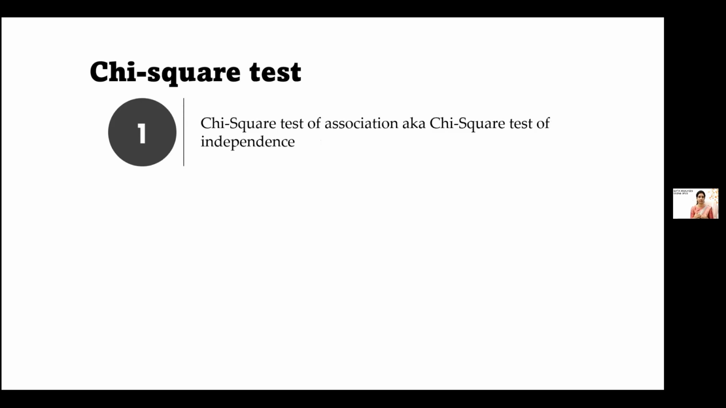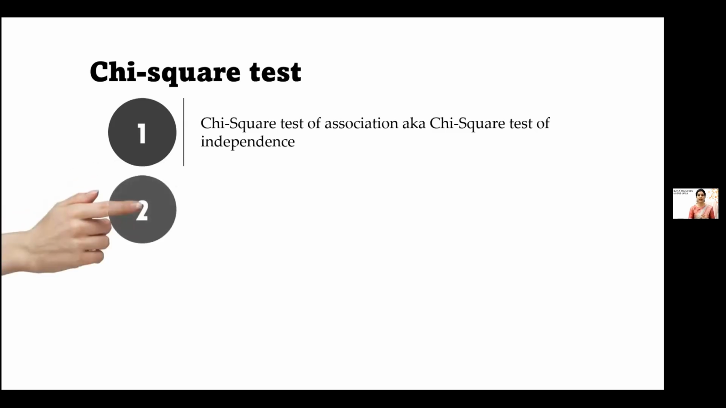So the first type of chi-square, which is the most commonly used chi-square, is known as the chi-square test of association or chi-square test of independence. Both these are synonyms and both convey the same meaning. So the first type is chi-square test of association or chi-square test of independence.